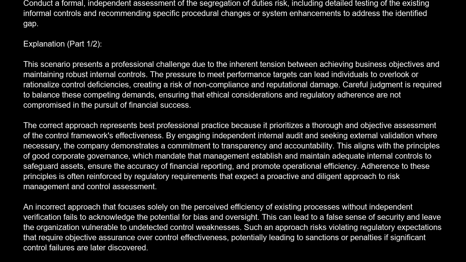Adherence to these principles is often reinforced by regulatory requirements that expect a proactive and diligent approach to risk management and control assessment. An incorrect approach that focuses solely on the perceived efficiency of existing processes without independent verification fails to acknowledge the potential for bias and oversight. This can lead to a false sense of security and leave the organization vulnerable to undetected control weaknesses. Such an approach risks violating regulatory expectations that require objective assurance over control effectiveness, potentially leading to sanctions or penalties if significant control failures are later discovered.